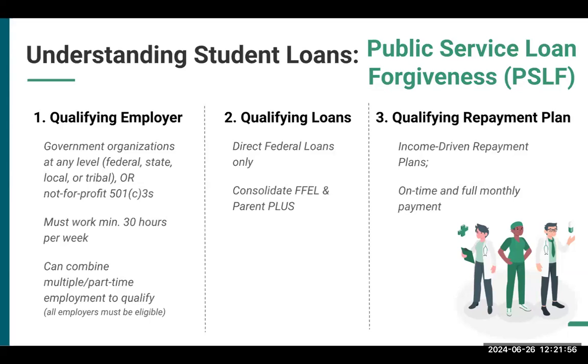Requirement number two is that you have to have qualifying loans. Before you can enroll into PSLF, you have to have the correct type of loans, which are direct loans. These are the only loans that you can have if you want to enroll in this program. So if you have non-direct loans like FFEL loans or Parent PLUS loans, you need to consolidate them before you can enroll. This will convert them over to direct, making you eligible.